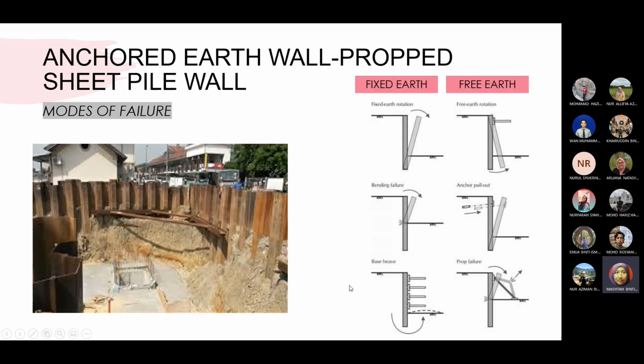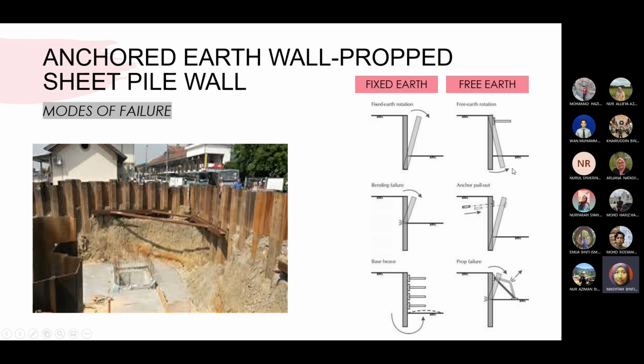Okay. Besides that, if you want to see the comparison between fixed earth and free earth, as you remember from the early slides, I showed that anchored earth walls can be categorized into two types, either fixed earth or free earth. Where do we call it fixed earth, and where do we call it free earth? Of course, all these involve bending or the moment acting on the structure. In some cases the wall can move or rotate easily. In others, because it is fixed, rotation cannot occur.